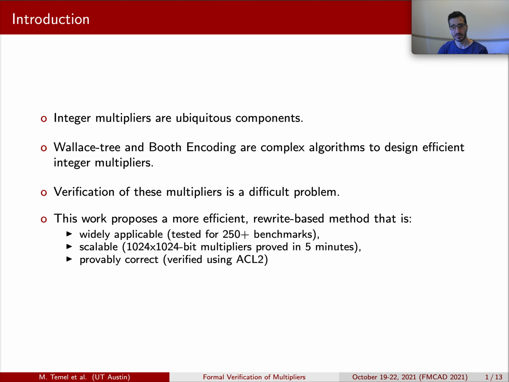Multipliers can be designed with different methodologies. The most commonly used ones are Wallace trees and Booth encoding. Depending on the application, these algorithms may yield very complex circuits. Given that multipliers are so common, their functional correctness is essential for systems reliability.